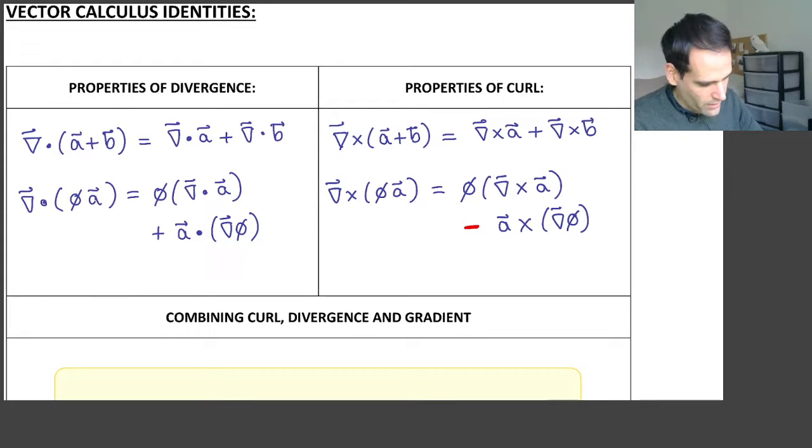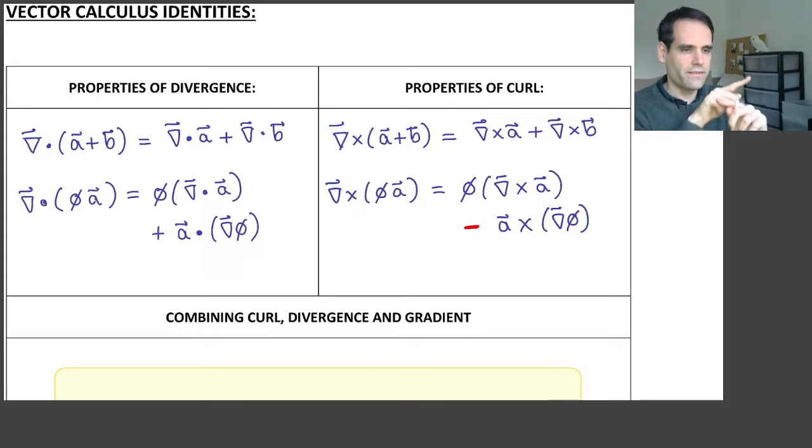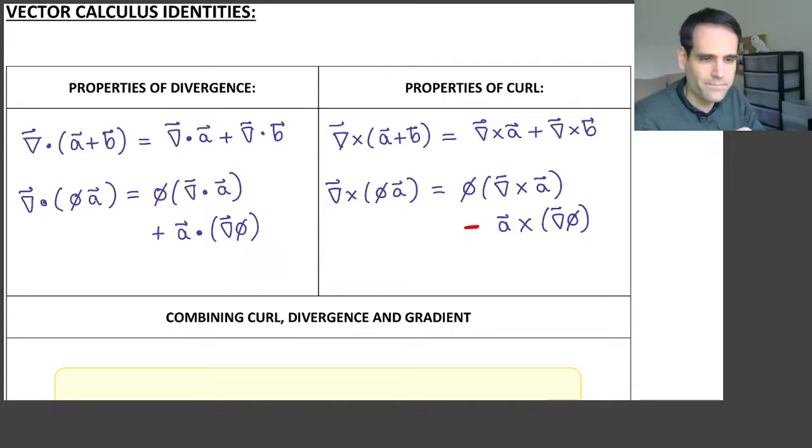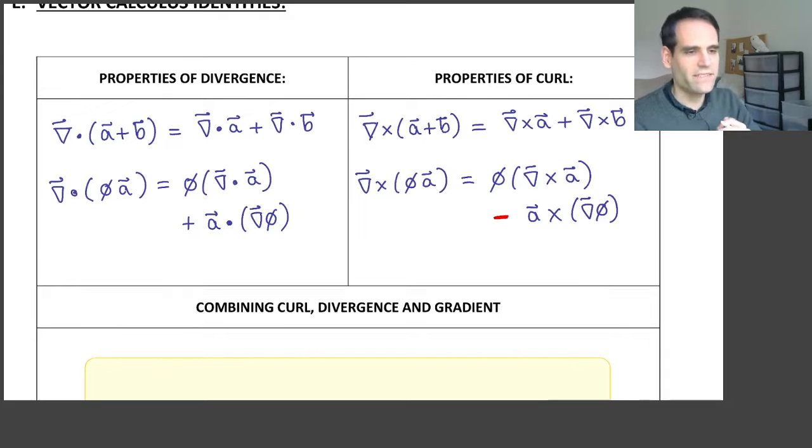I guess this negative sign you could get rid of by placing this in front and this on the other side, because the vector product, the cross product, of course changes sign if you change the order, right? But okay, so those are the properties of the divergence and the curl.